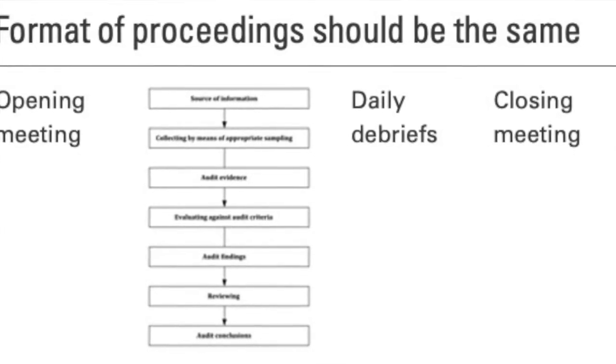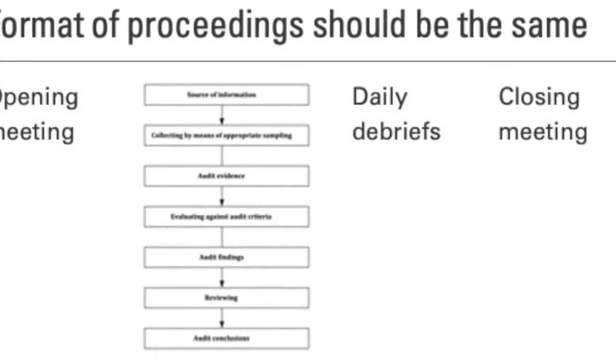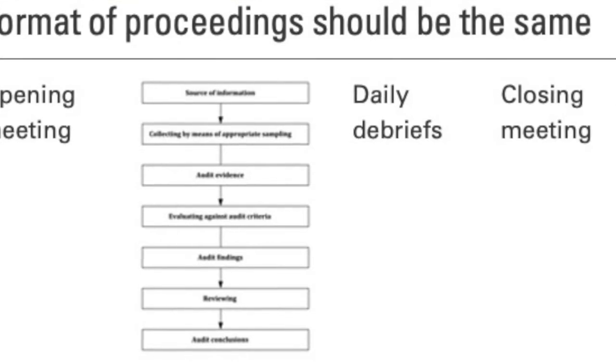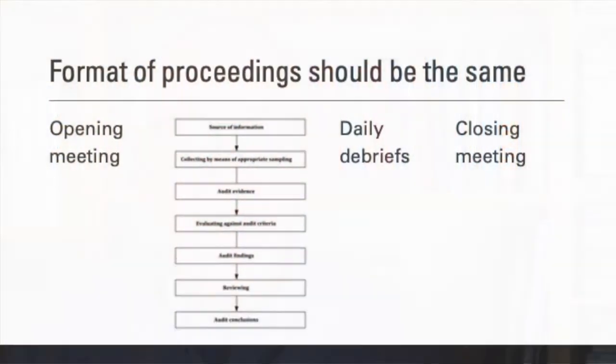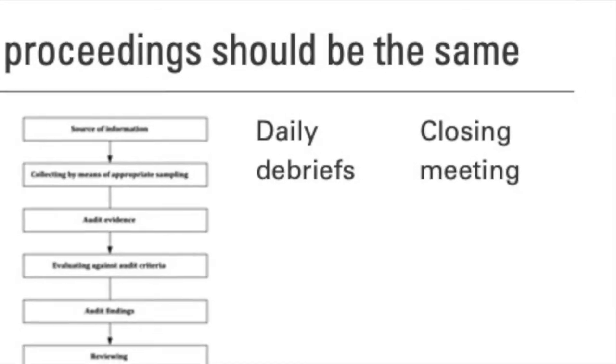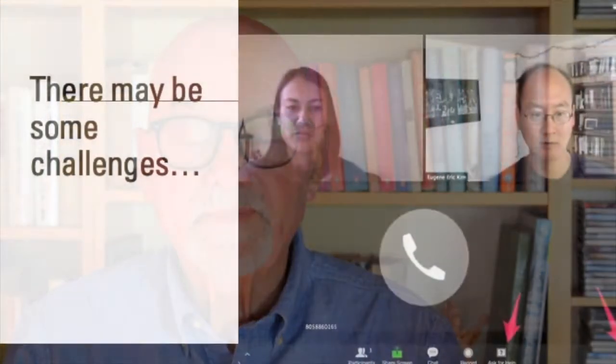Then the auditor will interview people, will watch people do things, and you can do that by holding up a tablet, phone, laptop, pointing the camera at the person doing the activities, and the auditor will ask some more questions, have the same two-way conversation that you'd have in any normal audit. Then there'll be daily debriefs, and finally the closing meeting after all the requirements in the audit plan had been met.